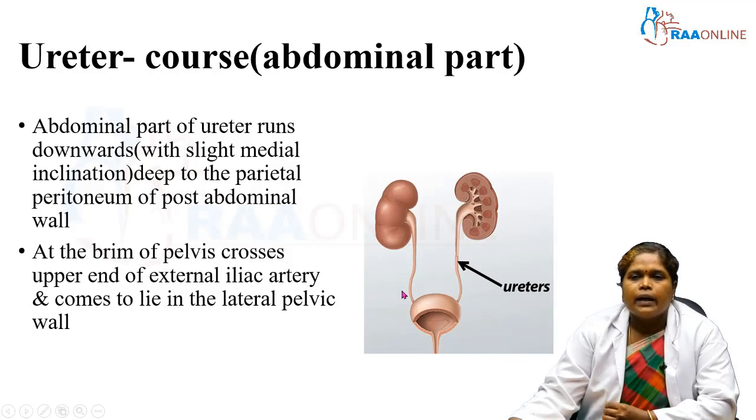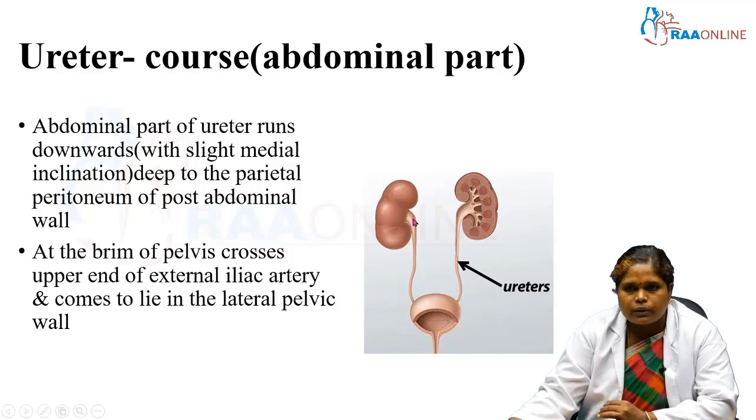Okay. And this abdominal part enters into the pelvis at the pelvic brim. At the pelvic brim, it crosses an artery, the external iliac artery, and then it comes to lie on the lateral pelvic wall of the pelvis. So this is about the course of the abdominal part and where it enters into the pelvis.